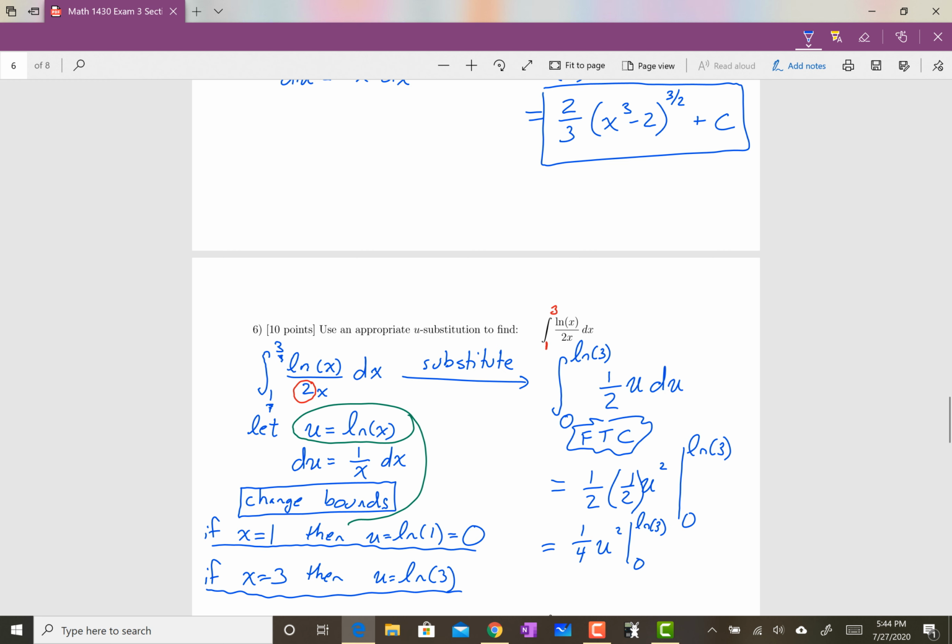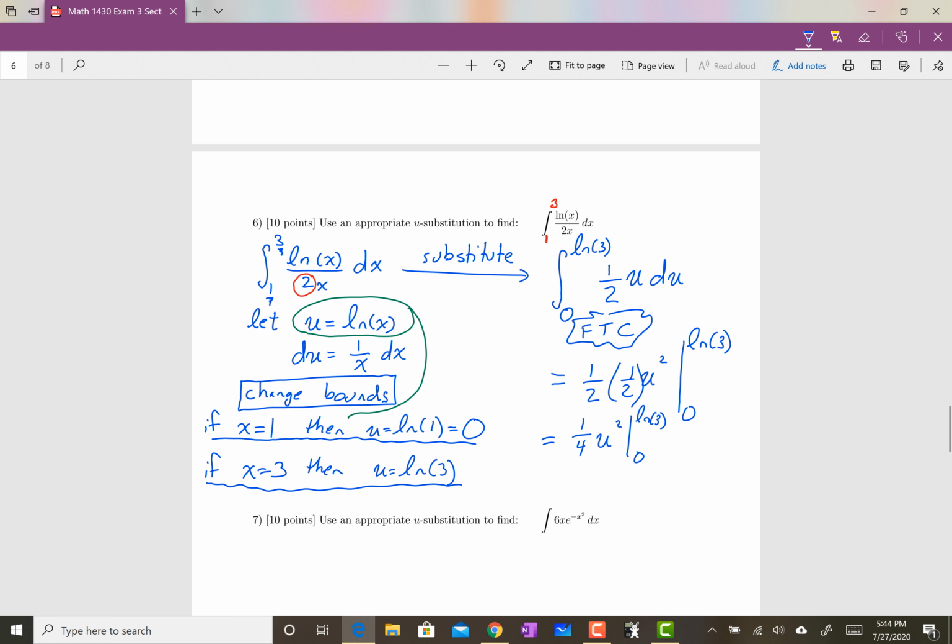log of 3. And the fundamental theorem of calculus says plug in your first bound. So I have 1/4 times the natural log of 3 all squared, and subtract your lower bound, which would be 1/4 times 0 squared. Well, the 1/4 times 0 squared is just 0, so I don't need that. That's just going to be 0. So my final answer is actually going to be 1/4 times the natural log of 3 all squared.